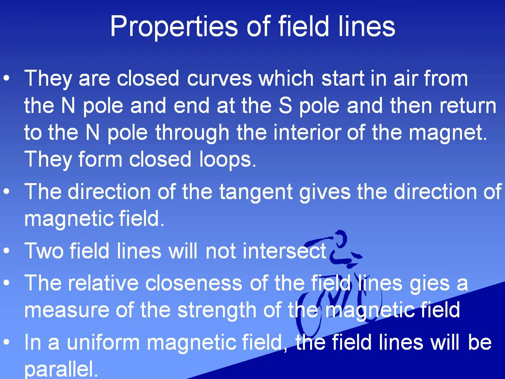So first property is that field lines start from North Pole and end at South Pole, and inside it is from south to north, or we can say that they form closed loops. Second property, the tangent gives the direction of the magnetic field. Third property, two field lines will not intersect. And fourth property, the strength of the magnetic field is indicated by the closeness of field lines. And last one, in a uniform magnetic field, the field lines will be parallel. Okay, is it clear?